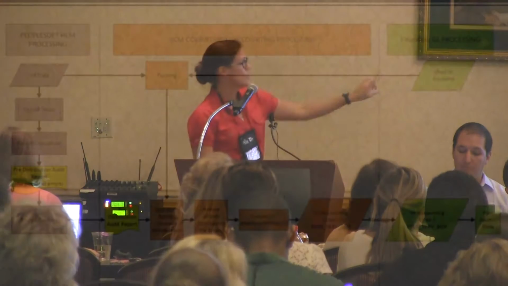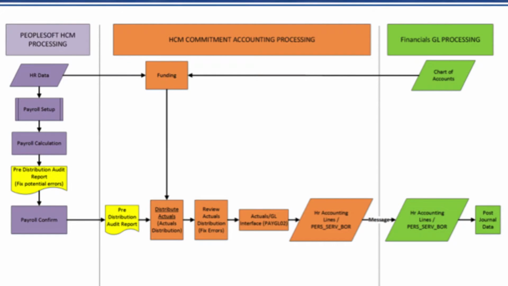We have this currently in ADP. Going forward into the new HCM, after payroll is confirmed, we're going to have another chance to fix those errors before they get sent to financials. So that's who, when. After payroll is confirmed, now we have another pre-distribution audit. It goes into distribute actuals, we review those actuals. There is what we call Payglow 02, but it's really the 002 process. It's a GL interface.